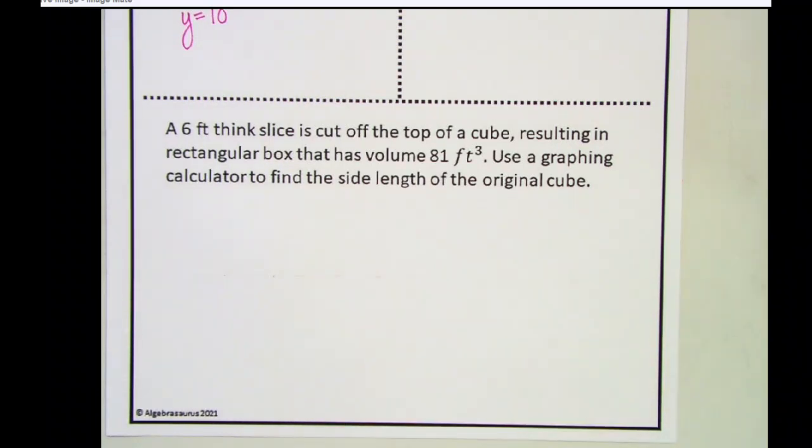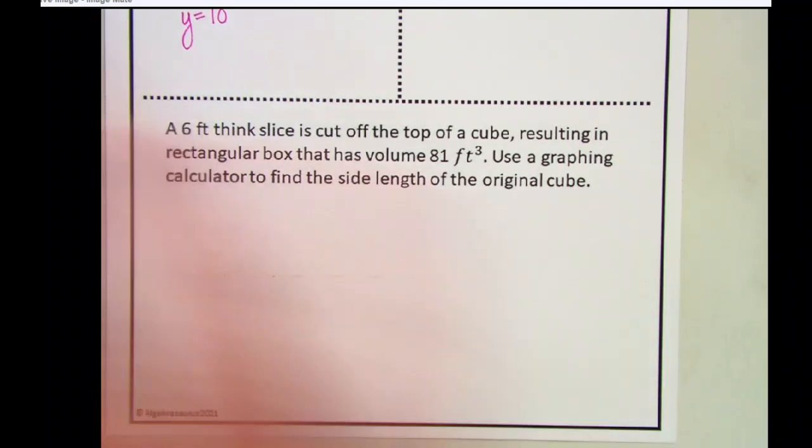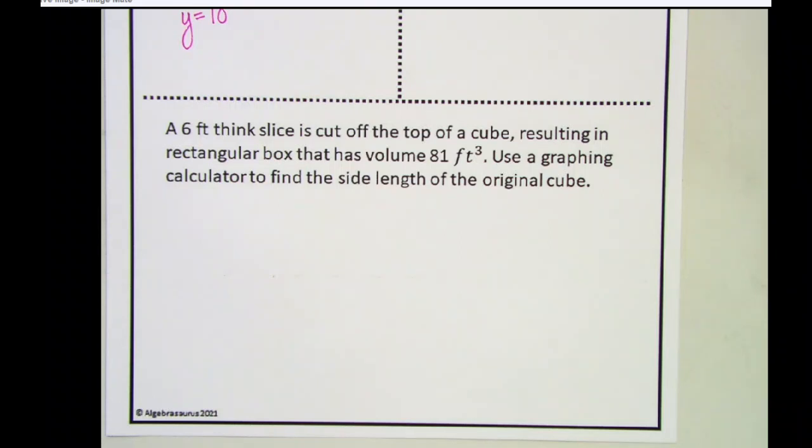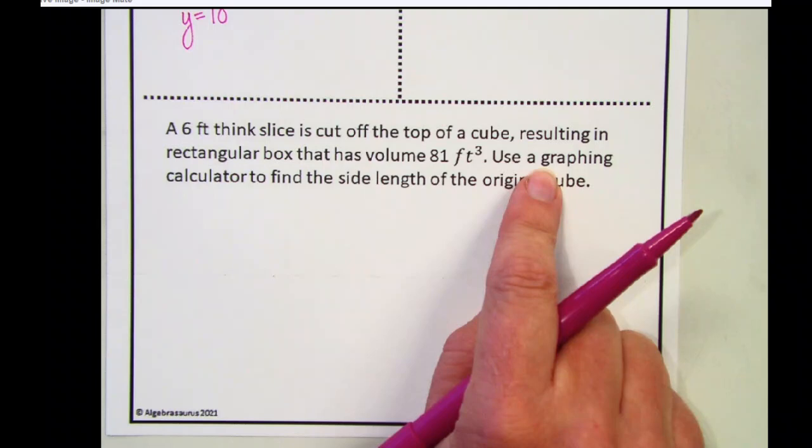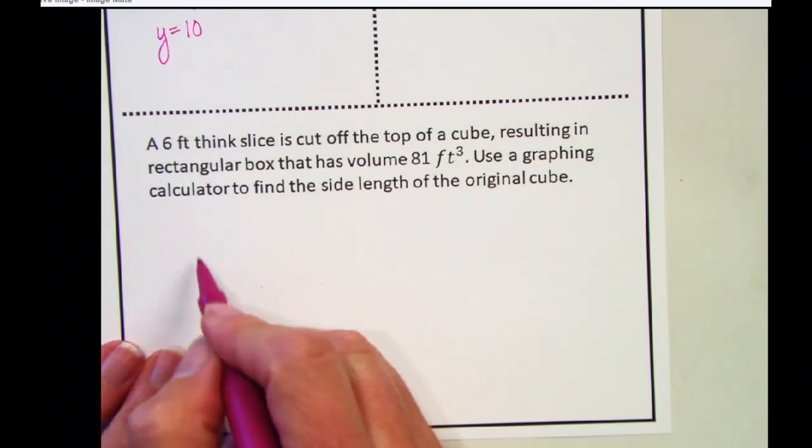And then this is where it gets uglier. So they've got friendly problems, and then they give us something like this. But it also says use a graphing calculator to find the answer. So I have to come up with an equation, right? If I'm going to be able to use the graphing calculator.